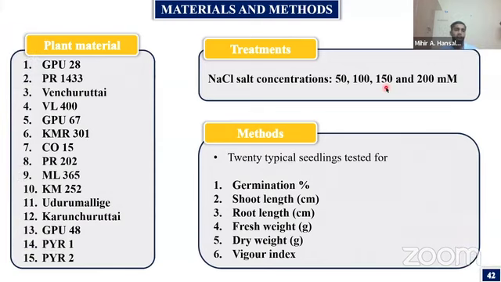Materials and methods: 15 different cultivars were used and different NaCl salt concentrations, like 50, 100, 150, and 200 millimolar, were used. Method: after the treatment, 20 typical seedlings were tested for germination, shoot length, root length, fresh weight, dry weight, and vigor index.